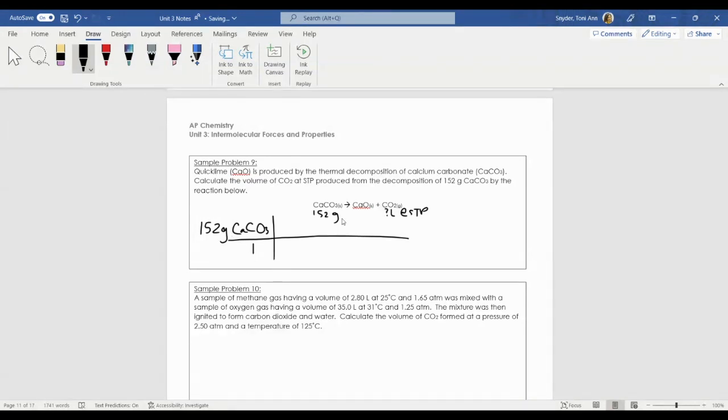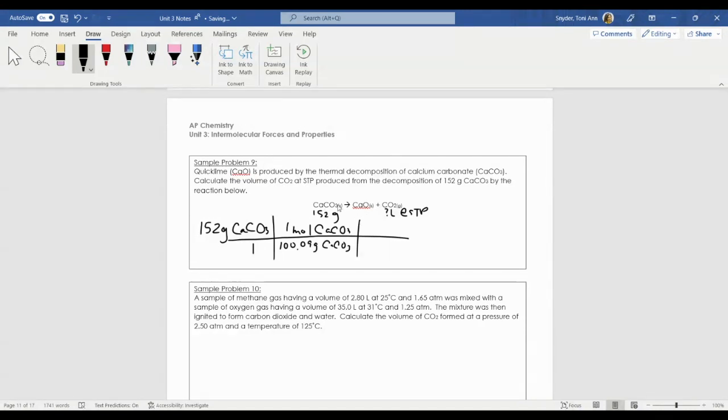Because I'm in units of grams, notice this is a solid, so you can use the molar mass for solids. We can't use 22.4 because this is not a gas. 22.4 liters per mole is only used for gases at STP. Let's convert this to moles by finding the molar mass for calcium carbonate, which is 100.09 grams is equal to 1 mole.